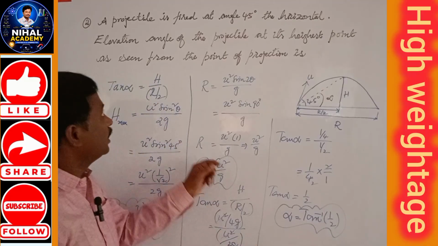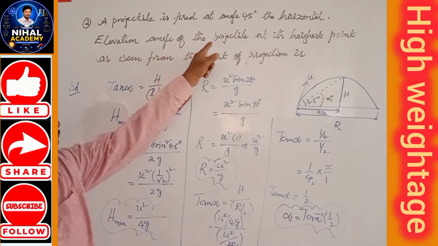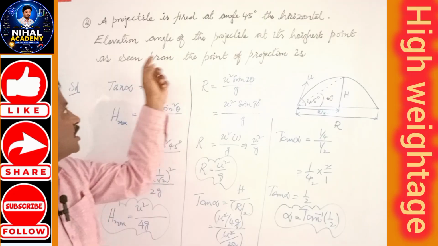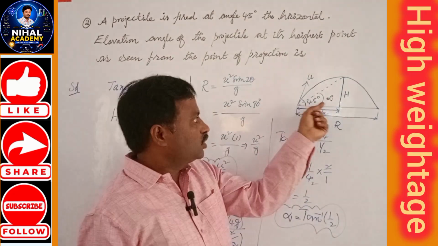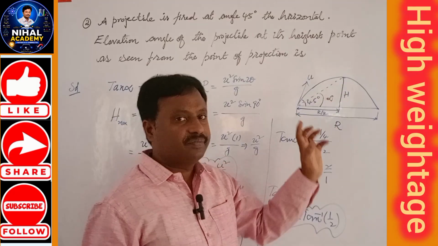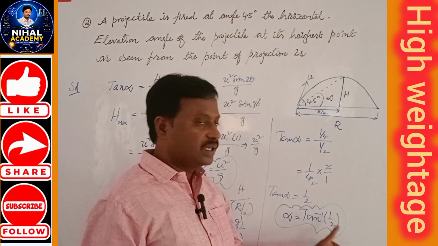So what is the alpha? Alpha is the elevation angle of the projectile at its highest point as seen from the point of projection. That means from the point of projection to the highest point, that is alpha. It is equal to tan inverse 1 by 2.